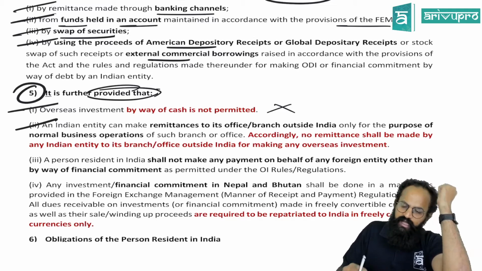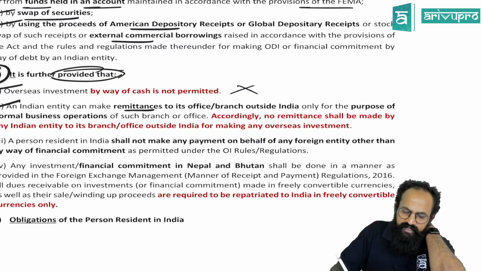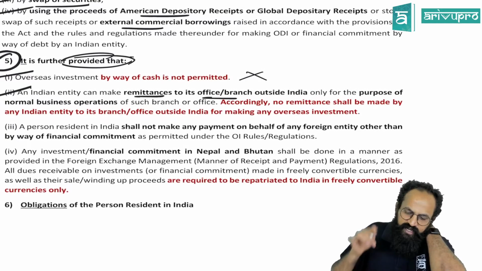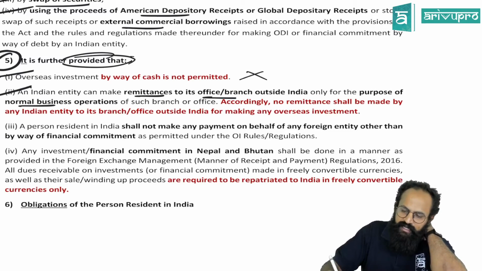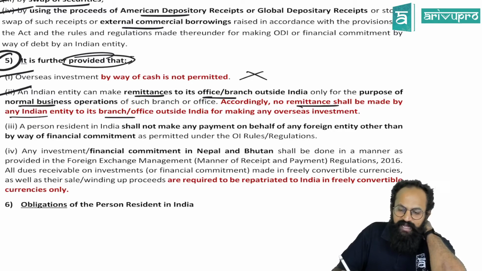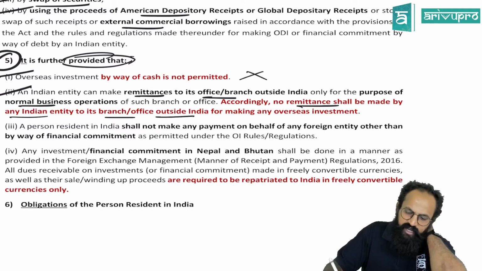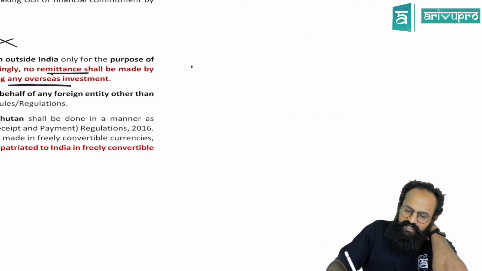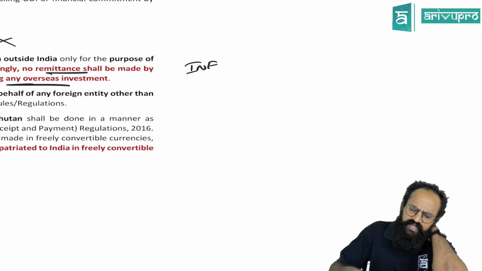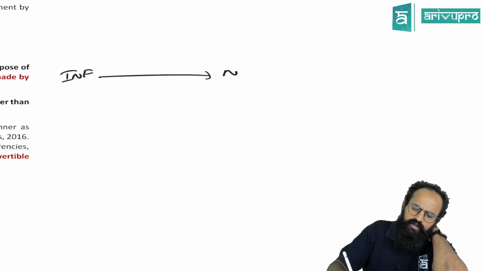Second one, an Indian entity can make remittance to its office or branch outside India only for the purpose of normal business. Accordingly, no remittance shall be made by an Indian entity to its branch or office outside India for making any overseas investment. Sir, what is this? People, imagine there is Infosys. Infosys has a branch in New York.